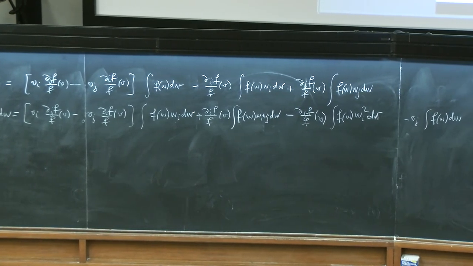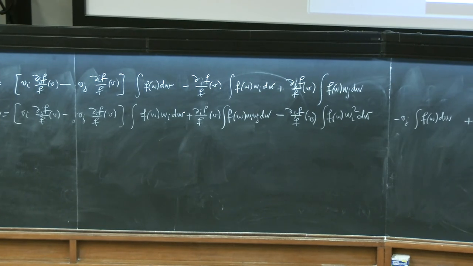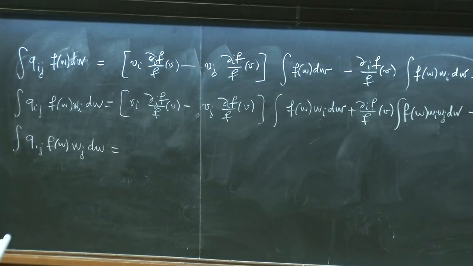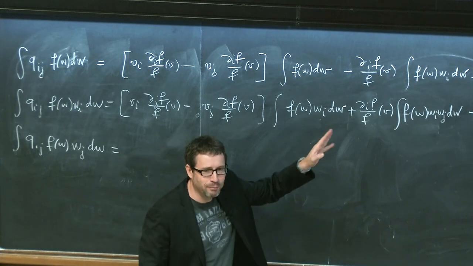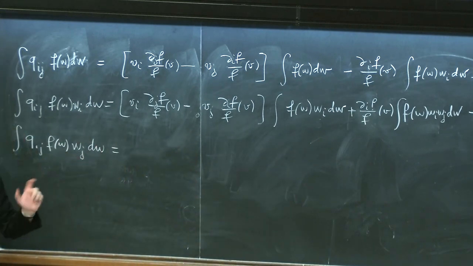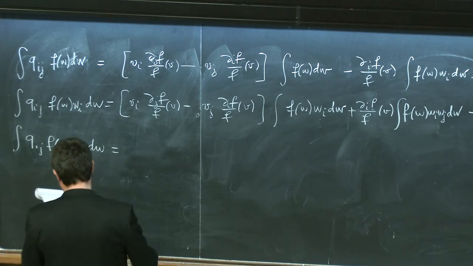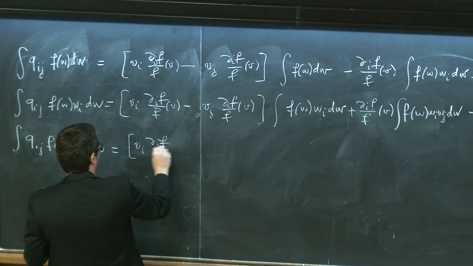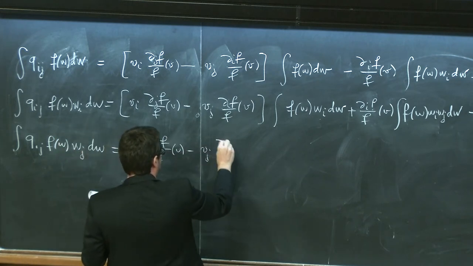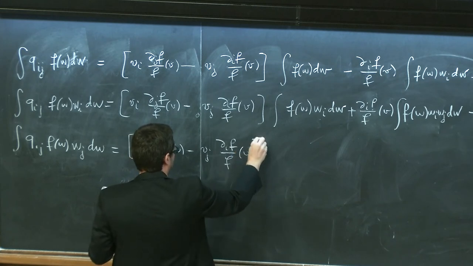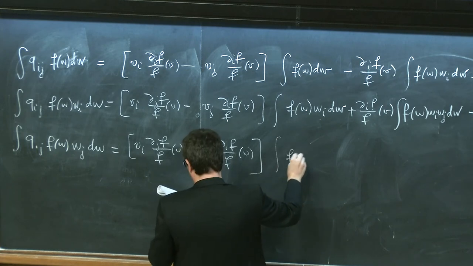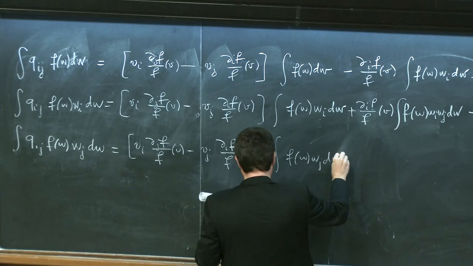And the last one consists in doing exactly the same, but using now wj instead of wi. So here, of course, you can do the same computation as previously, but you can also notice that i and j can be exchanged, and it helps you a little to write down the good formula. So let's do it this way. So I will get now vi ∂j f over f of v minus vj ∂i f over f of v, like this, times the integral of f of w, wj, dw.